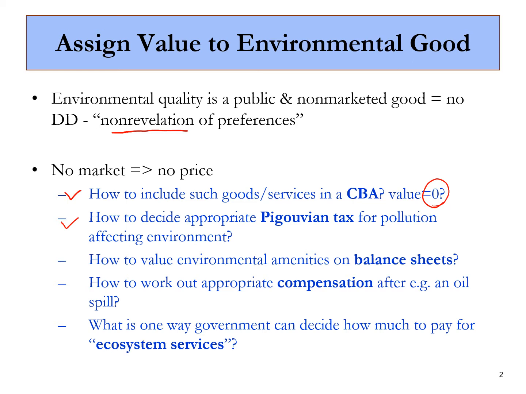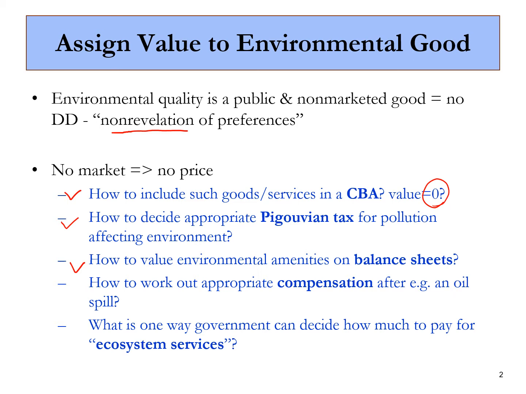Another issue is how to decide the appropriate Pigovian tax for pollution that affects our environment. It is hard to set the tax if our environment is affected by the pollution. Next issue, how to value environmental amenities on the balance sheet. This will give a lot of trouble to the accountant. It is hard to put the value in the balance sheet.